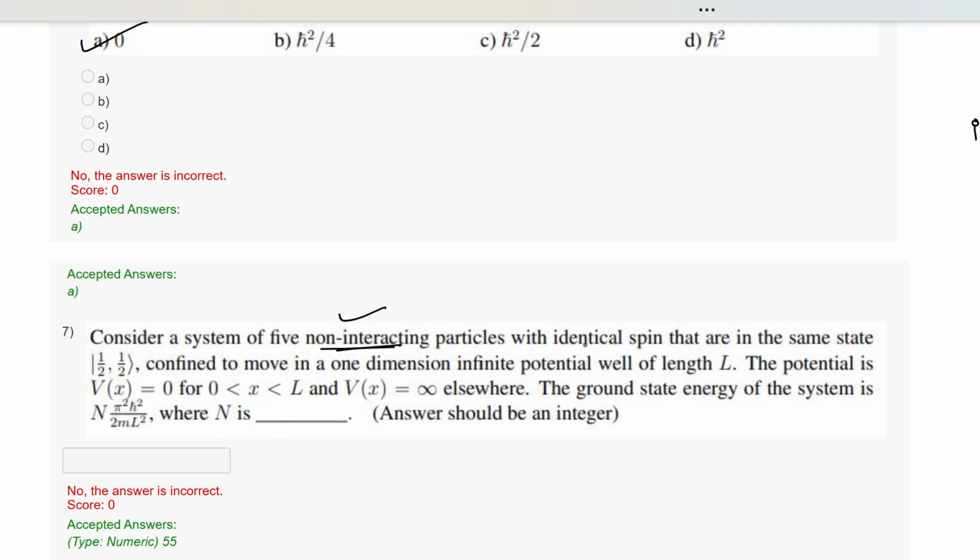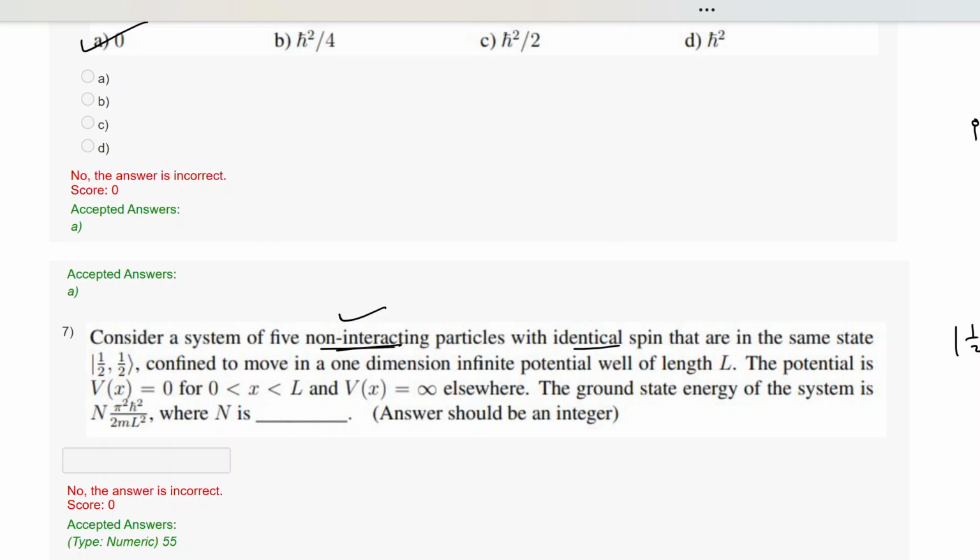Now also, they are all identical particles, right? And you see that they are in the same state of |1/2, 1/2>. So that means s comma m_s, and s equal to 1/2 means they have a half-integer spin. So this means that they are fermionic particles, identical particles with half-integer spin. That means in each state there can be at most one particle. So if there are five particles, they will be occupying five different states altogether. They will not be in the same state anymore.